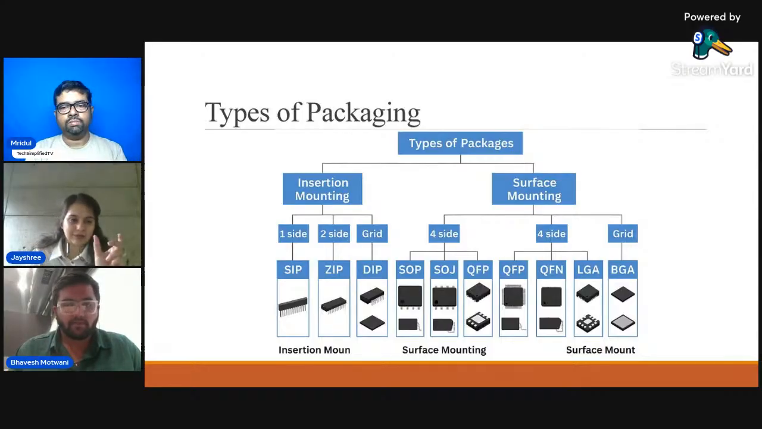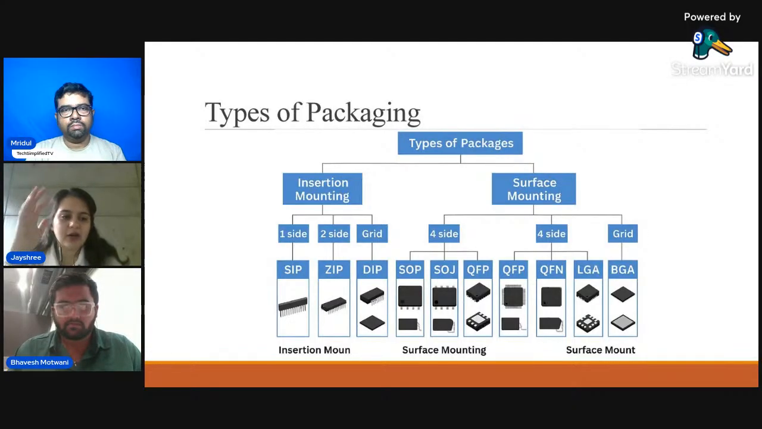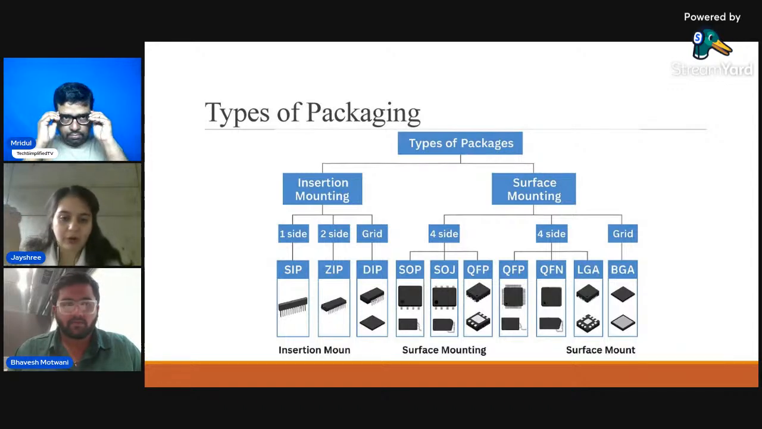So QFP is a surface mount package with the lead frame on all four sides. It is also used in microelectronics and embedded processors. It is good for medium input output density. Depending upon the cost also, we will think about where to use it and where not to use it.